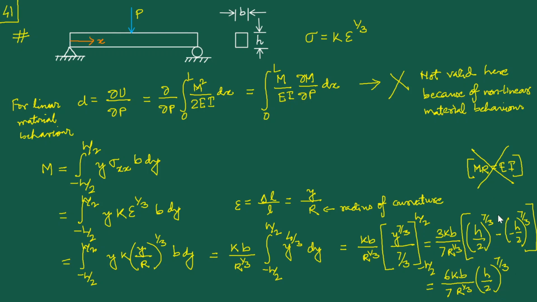Just like we have this R in the denominator over here, so also we have this R to the power 1 by 3. And you note that this 1 by 3 has this connection with this. So depending on the specific kind of material behavior that we'll be dealing with, we'll have different connections between the M and the radius of curvature. That is an important lesson to have.